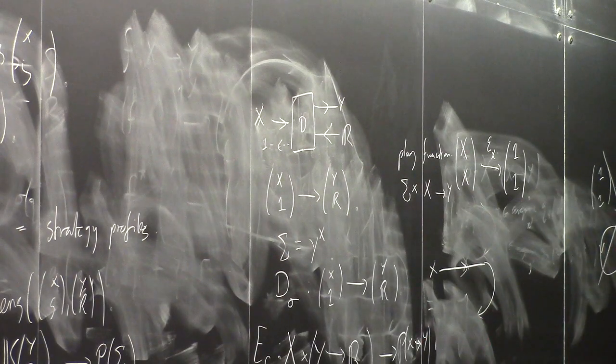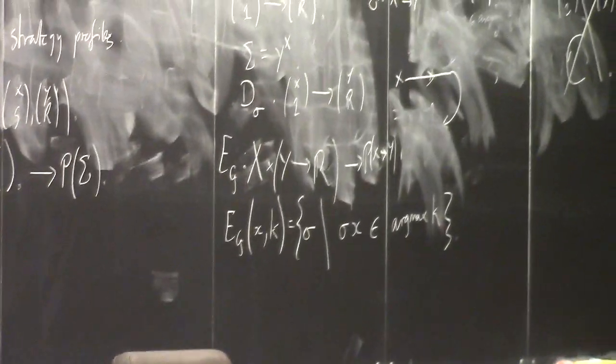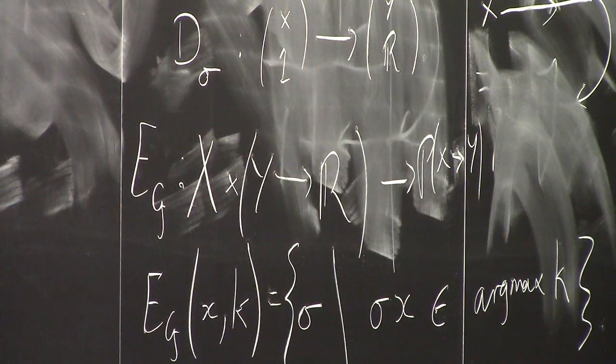Sigmas such that in state x, you choose an optimal element of k. Okay. So when you say these are all you need, you mean to get game theory? Together with the two composition operators, of which I'm about to show you one, and not the other one, because that would take another 15 minutes.